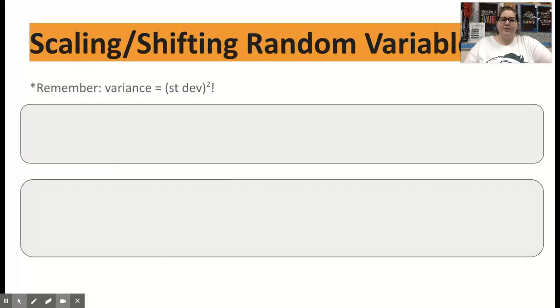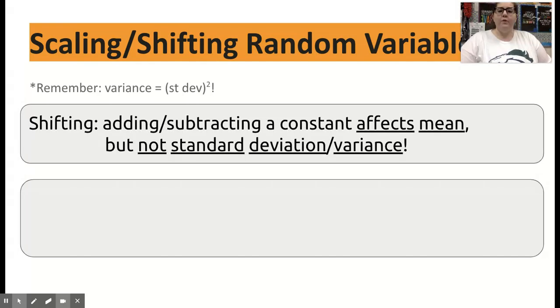So we're going to talk about just kind of the basics of what we found out in rule format. This might be a good thing to write down in notes in terms of what the rules are, if you need that. So for shifting, adding or subtracting a constant affects mean, but not standard deviation and variance. Remember, variance is just standard deviation squared.